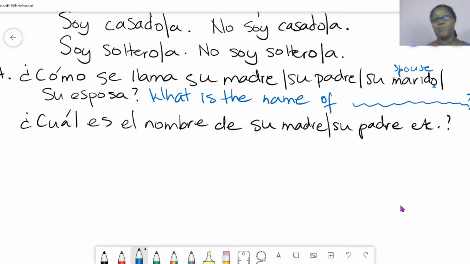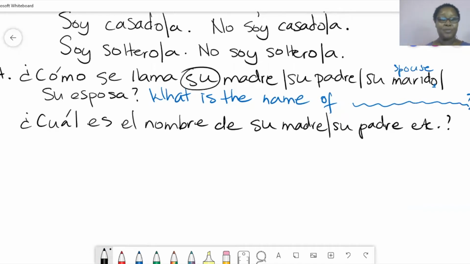Esposa for the wife, esposo for the husband. So let's look at how we respond to these questions. What is your mother's name? We have to think this one through a little bit, because yes, we're going to say my mother's name, but basically I want to say my mother, she calls herself, not I call myself. So it's not going to be me llamo. So my mother, she calls herself.